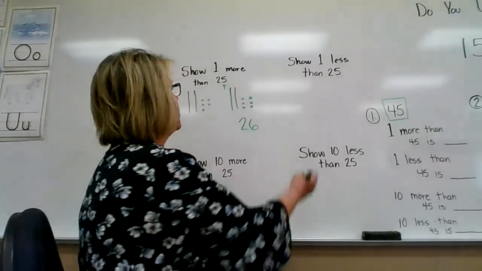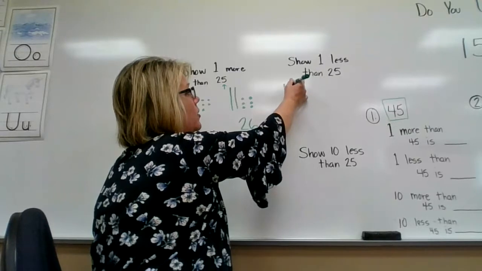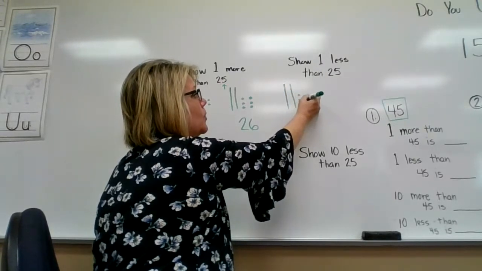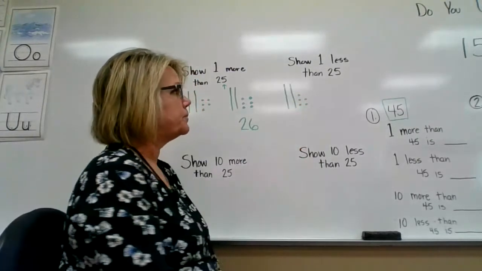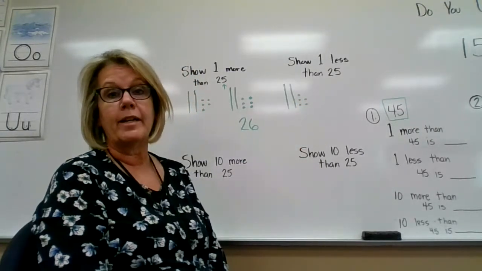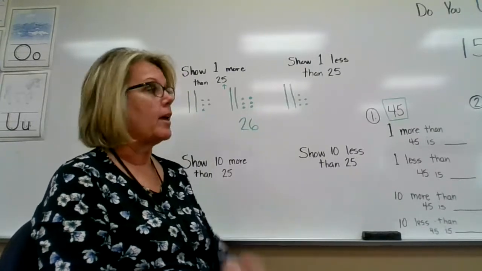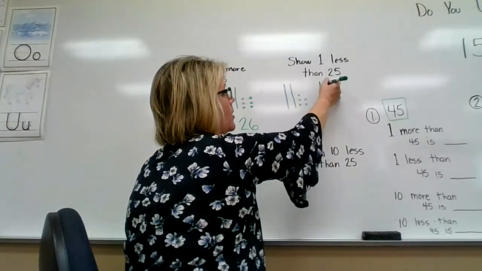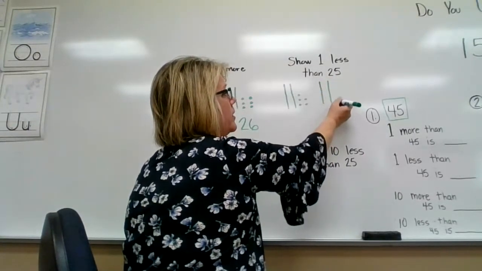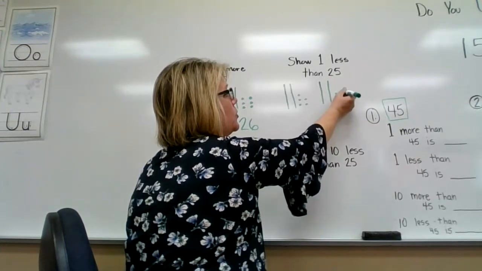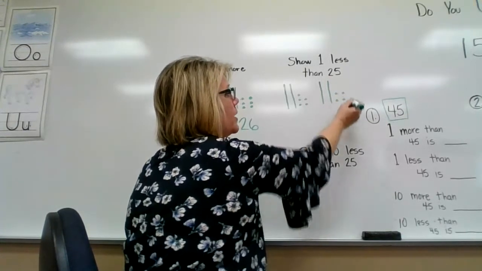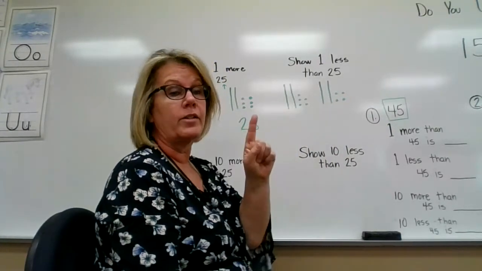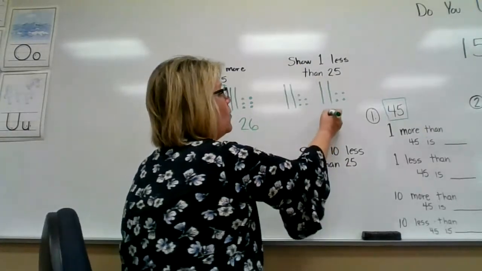Now let's talk about showing one less. Again, you can draw a picture. 10, 20, 21, 22, 23, 24, 25. And we want to show one less. That means taking away 1. So we can draw a picture again. 10, 20, 21, 22, 23, 24. This time I took 1 away. I took one of our 1s away and got 24.